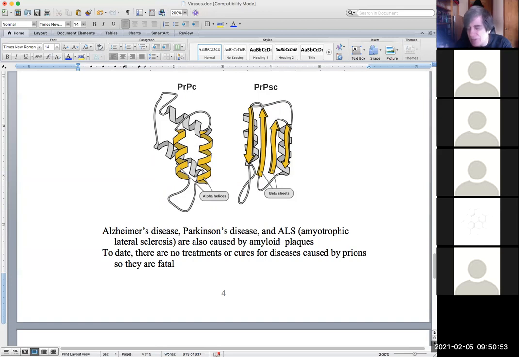But it at least suggests that maybe prions have something to do with this. And maybe if we learn how prions really work, we can also learn how these diseases really work. Now, there is a problem, which is right now for any diseases caused by prions, there aren't any cures. There aren't any treatments.